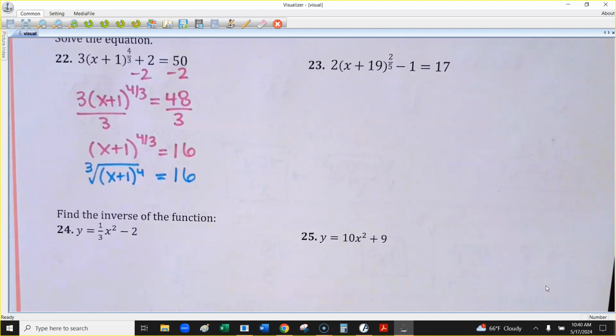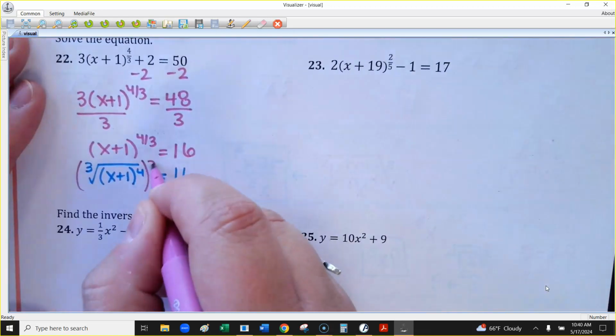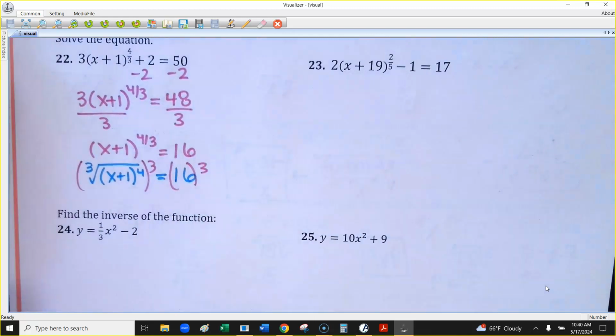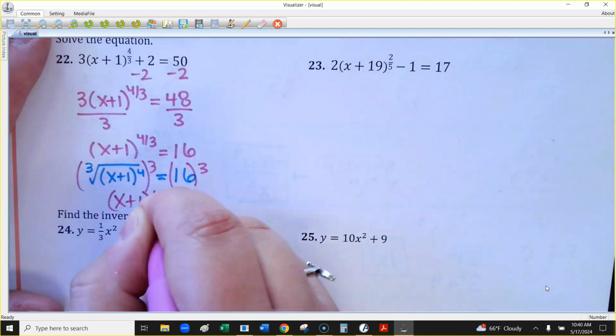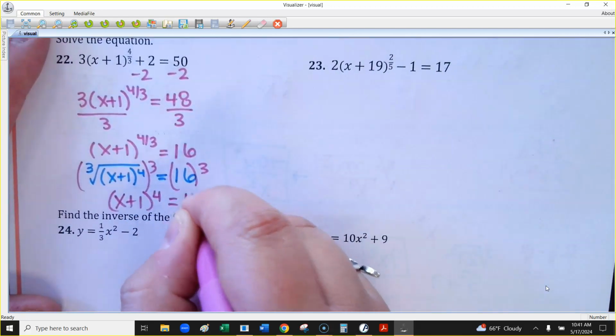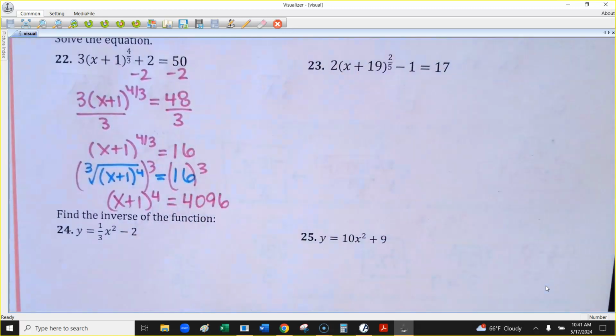You're just going to do 2 steps. We're going to take both sides to the 3rd power. And let me see what that is. 16 to the 3rd power is a huge number. You get x plus 1. We'd still have a 4th power on this, and I got 4,096. Okay, now we would take a 4th root.